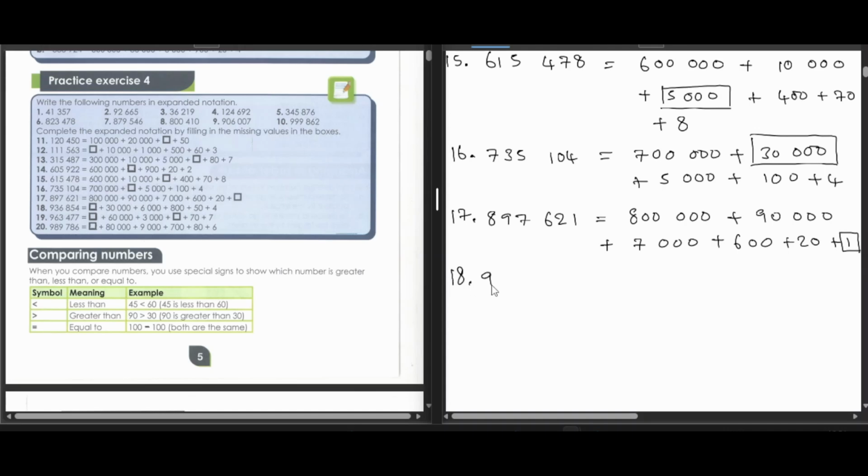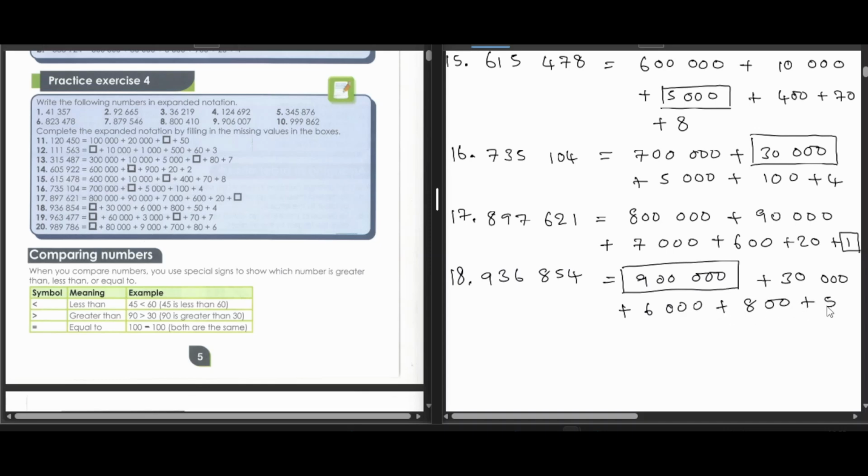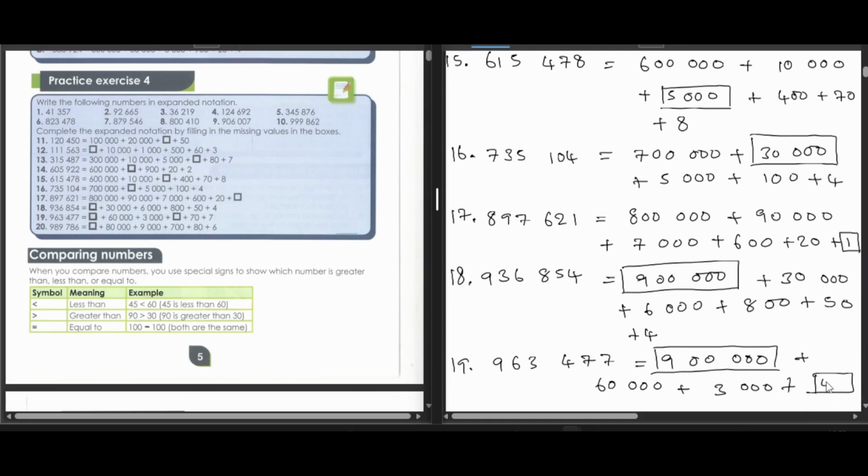Then 18, 936,854 is equal to, what was not first written here is actually 900,000, the one that starts, plus 30,000 plus 6,000 plus 800 plus 50 plus 4. 19. 963,477 is equal to, we start with 900,000 which is not written, then we say this is number 19, okay, plus 60,000 plus 3,000 plus 400 which is also not written plus 70 which is written plus 7, like that.